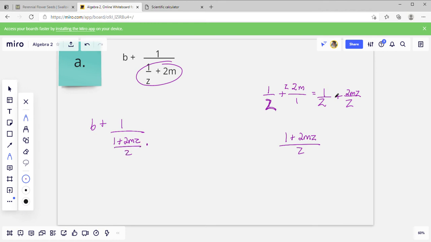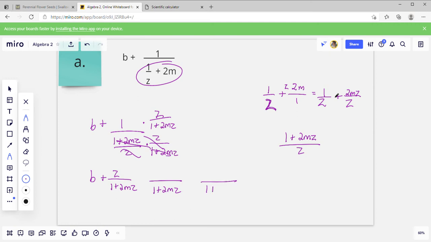Now I've got to flip this and multiply. Those cancel. I'll do the same thing here. Okay, so I multiply that times 1. So now I'm going to have b plus z over 1 plus 2mz. Alright, so then I need a common denominator, which will be 1 plus 2mz and 1 plus 2mz. And so I don't have to change that one.